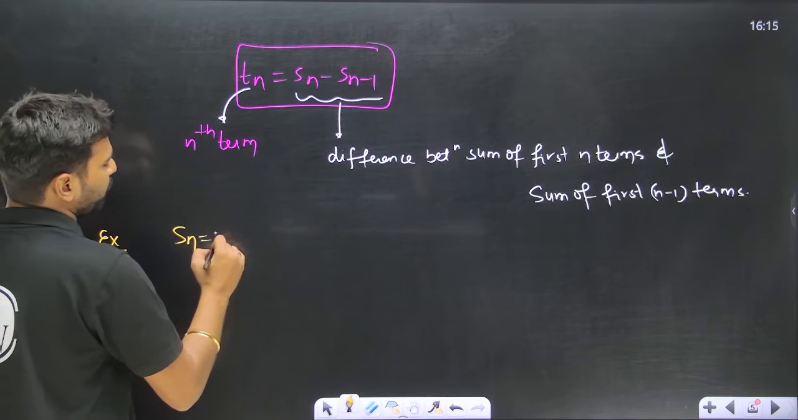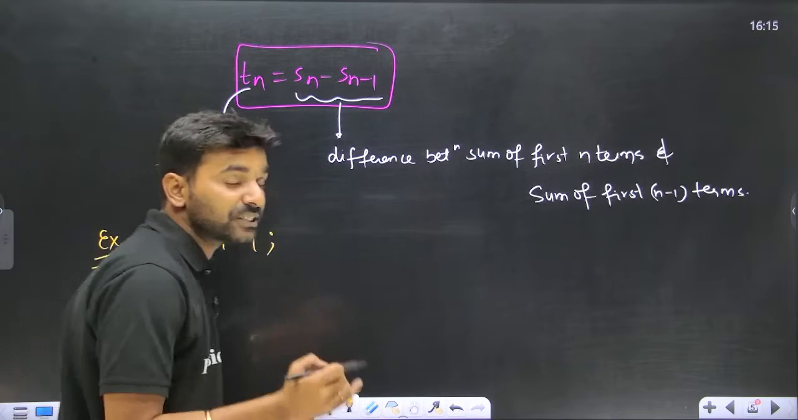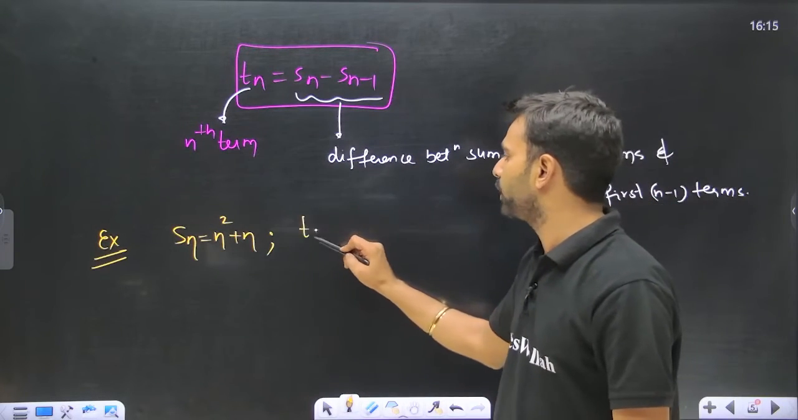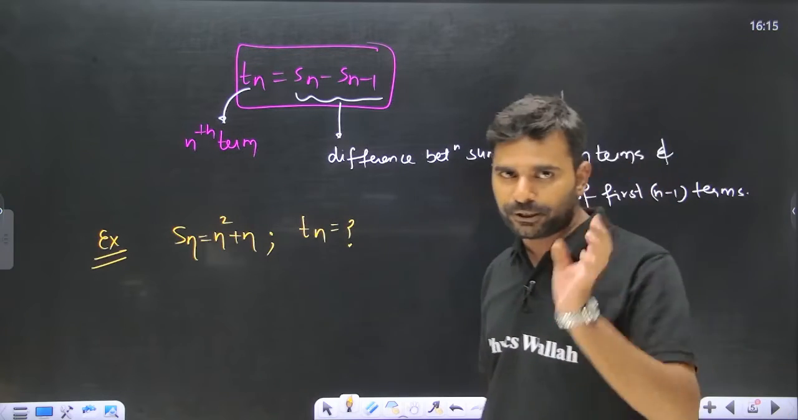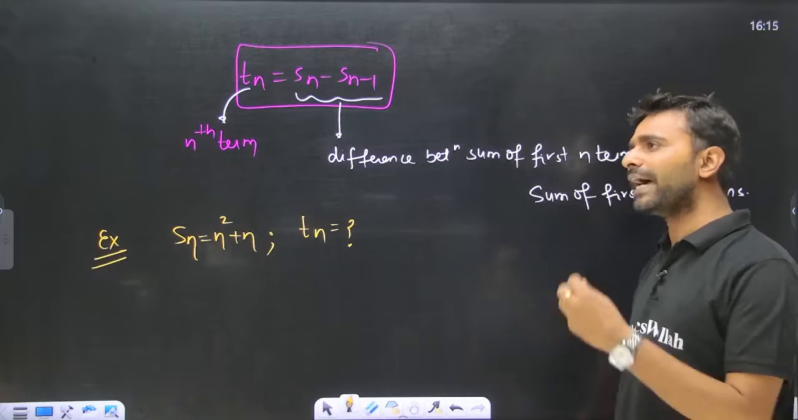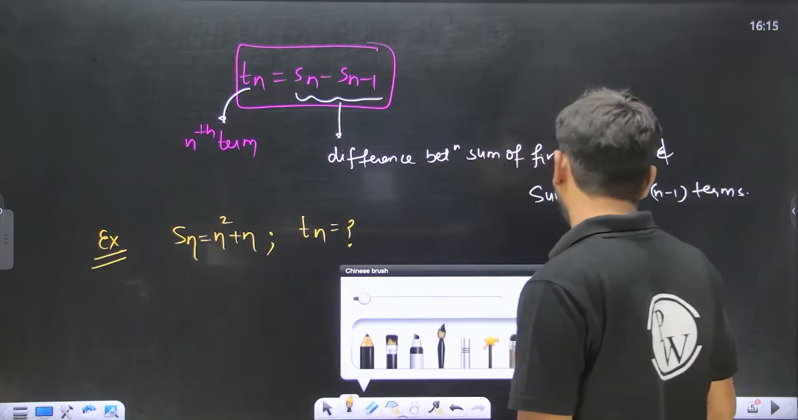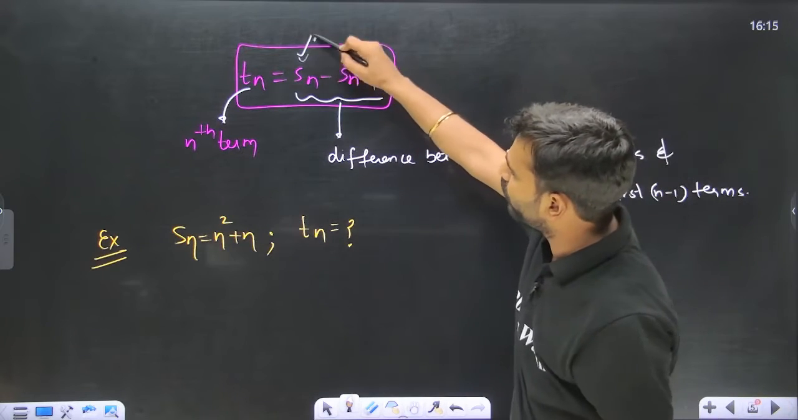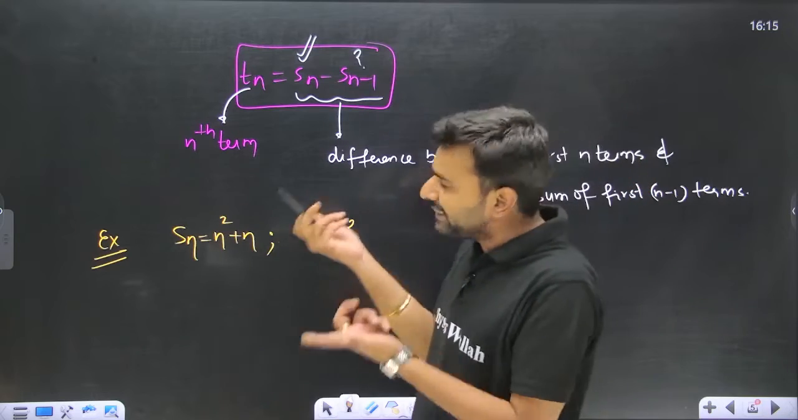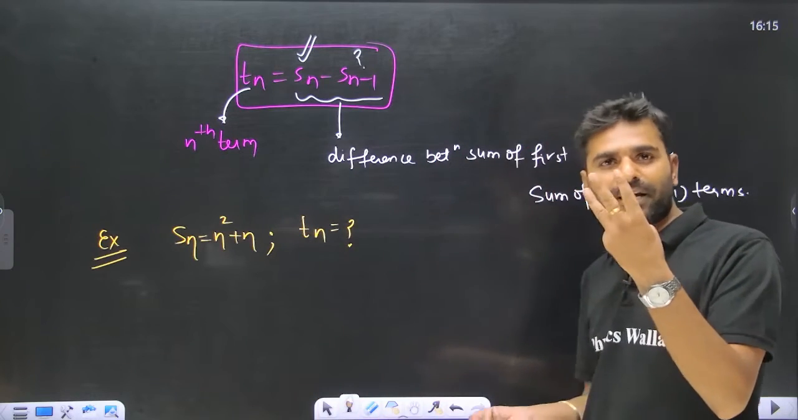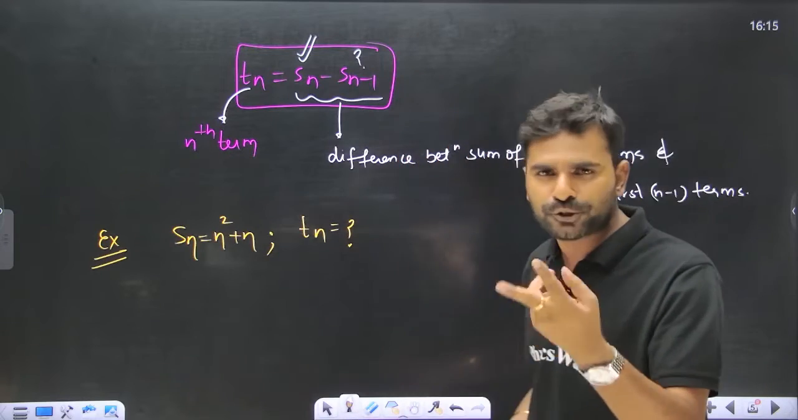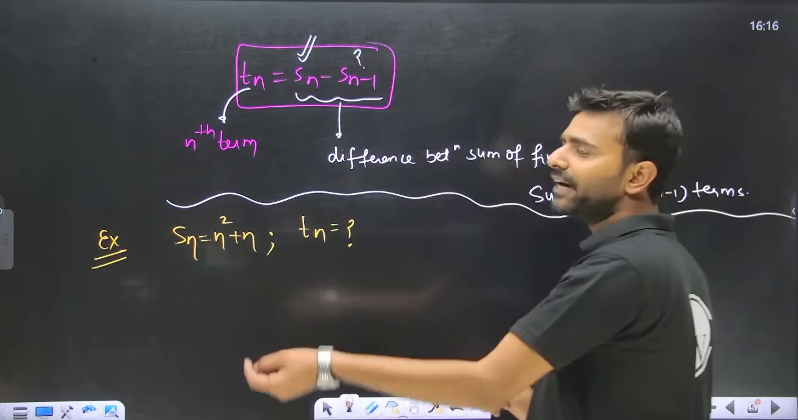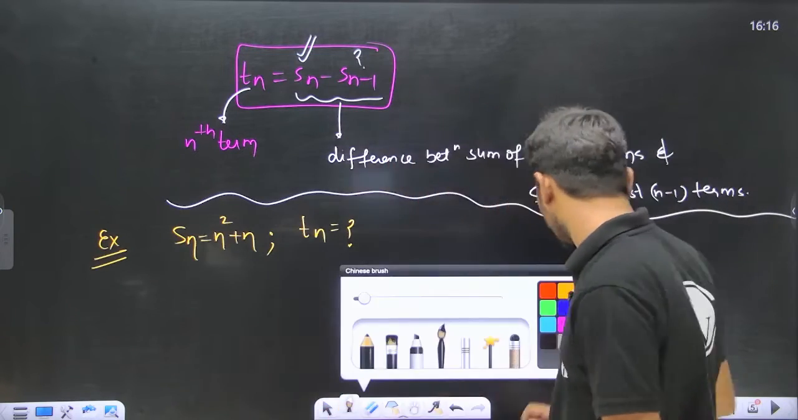Let's say Sn is given to you as n square plus n, and the question is asking you to write down Tn. Let's say in a question Sn, the sum of the first n terms, is given, and the question is asking you to write down the nth term, that is Tn. Now without even having Sn minus 1, you can find the value of Tn by using this formula. Sir, how come Sn is given to us but Sn minus 1 is not? In that case, how can I find Tn? Because if there are three variables, then in order to get the third one, we should have at least two. Let me tell you one very important thing here: you already have Sn minus 1 when you have been given Sn. How, sir? Let me tell you.